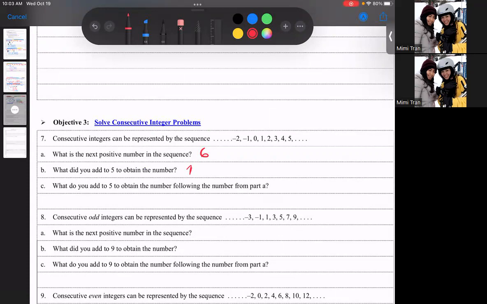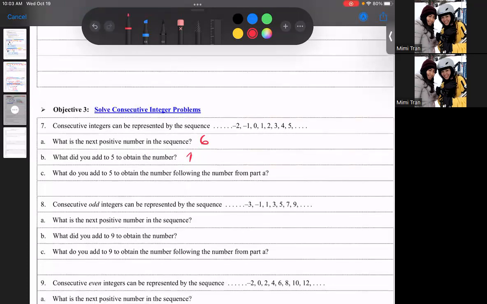What does that mean? What do you add to 5 to obtain the number following the number from part A? Part A is 6. I want the next consecutive. 7. So what do I add to 5 to get 7? 2. Right? So that's what it is. Part A is 6. You want 7, so you add 2.